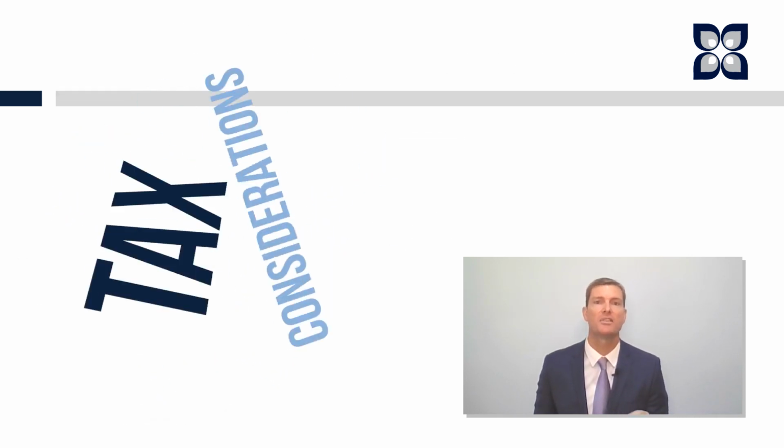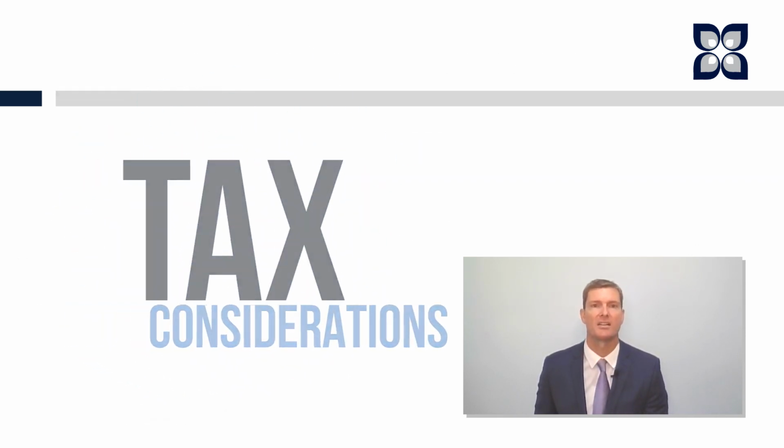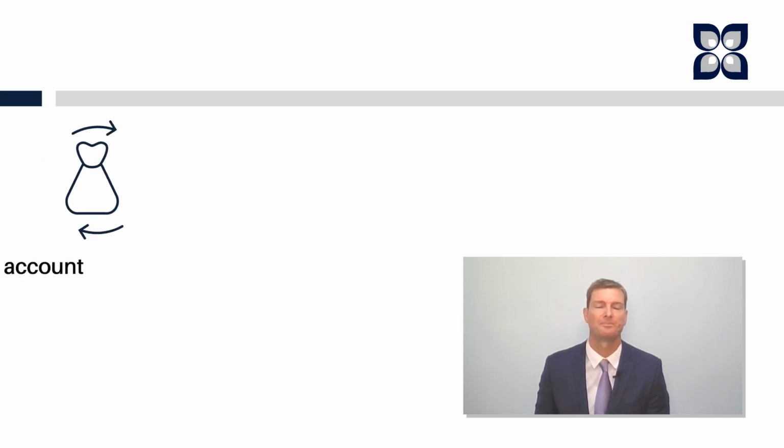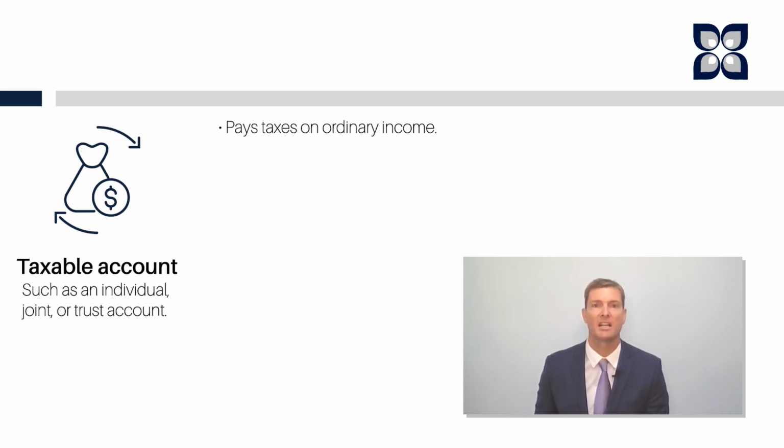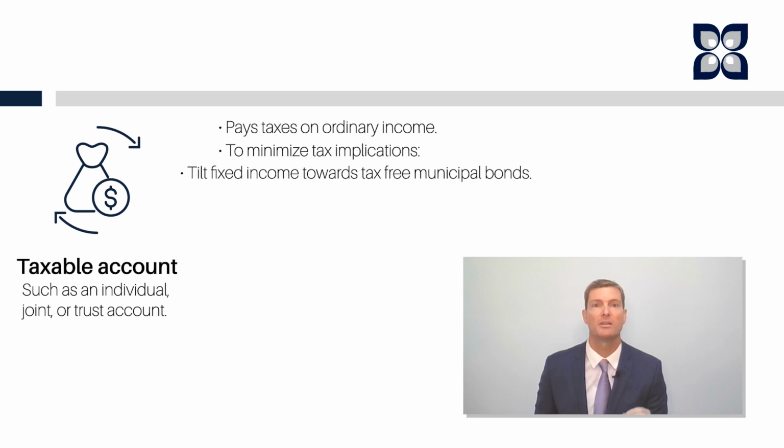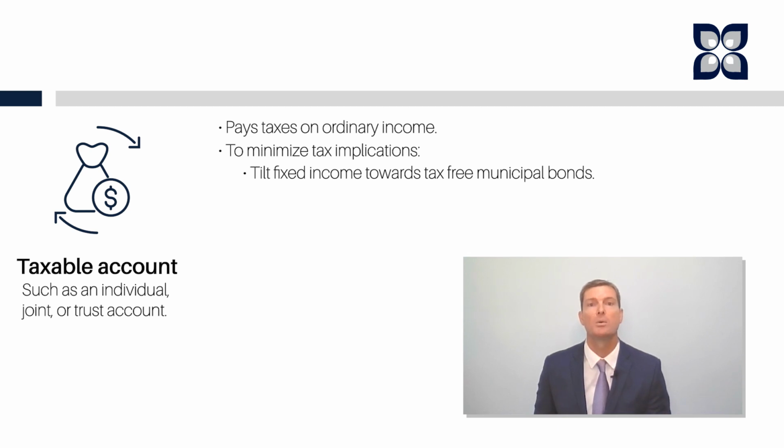Let's consider the different tax considerations of each account and the implications for investing. A taxable account, such as an individual, joint, or trust account, pays taxes on any ordinary income generated within it. To minimize tax implications, we generally prefer to tilt the fixed income allocation of a taxable account towards tax-free municipal bonds, which shelter the account from tax liabilities.